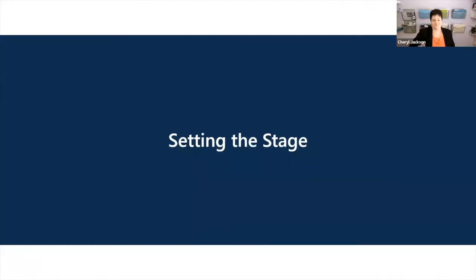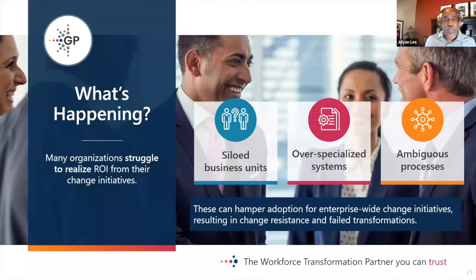So let's set the stage. What's happening here? A lot of organizations struggle when it comes to ROI. In a lot of cases, ROI is not even part of the driving factors as projects are implemented, because we focus so much on go-live and getting a system up and running when you look at it from an IT technology perspective. But the thing that can actually impede or hamper any type of ROI being achieved is having a lot of ambiguity.